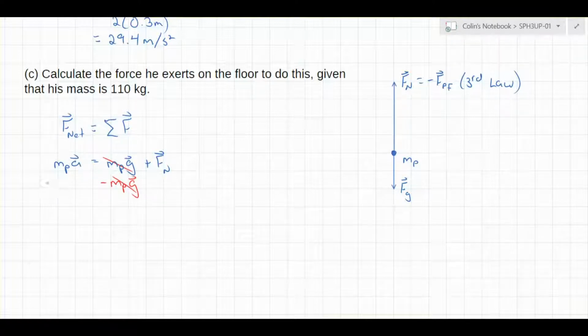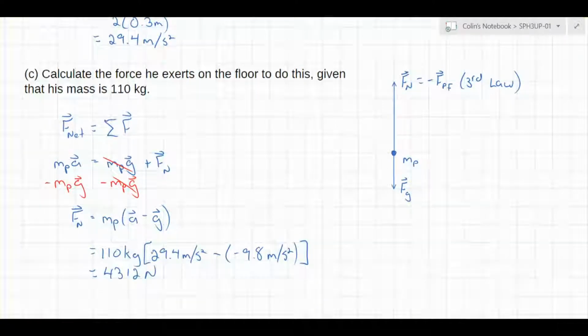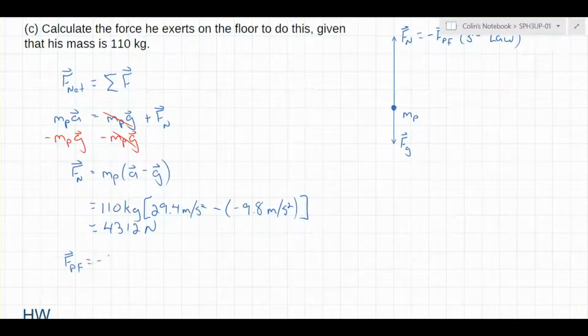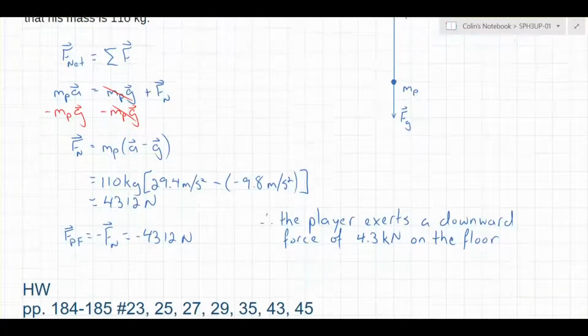With the net force causing him to accelerate, and the forces being his weight, the product of his mass and the acceleration due to gravity, and the normal force, we can isolate the normal force by subtracting his weight from both sides and factoring his mass to simplify the expression. Substituting our known values, we find that the normal force is 4,312 newtons. This means he exerts a downward force of the same magnitude on the floor to make the jump.